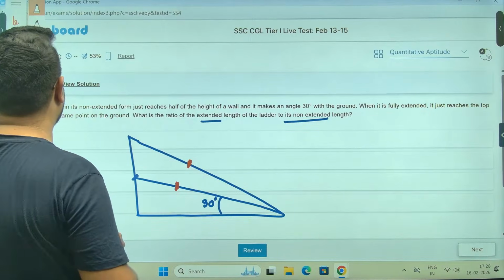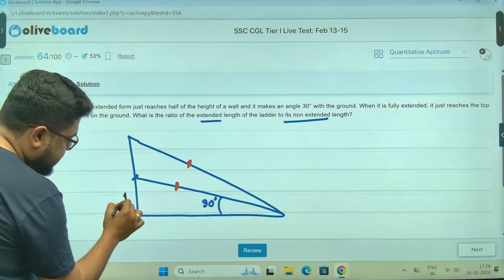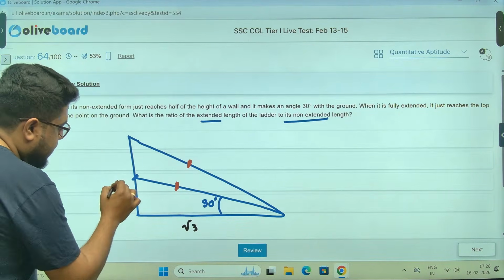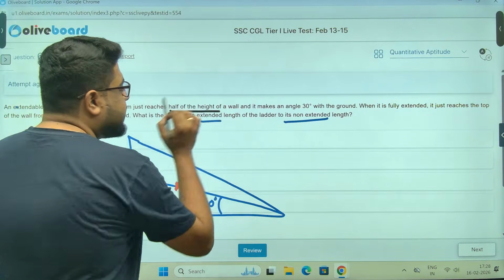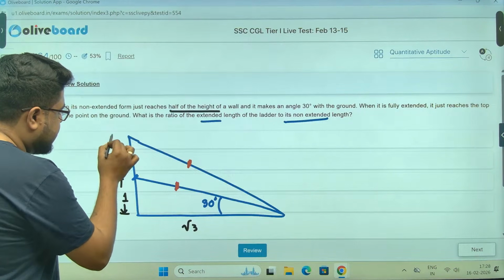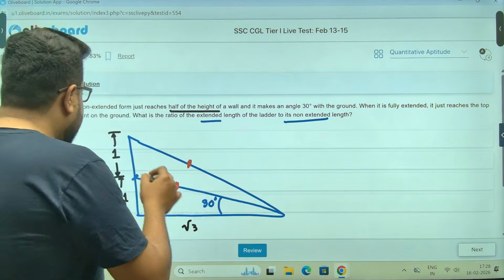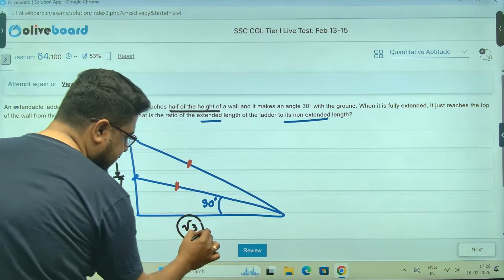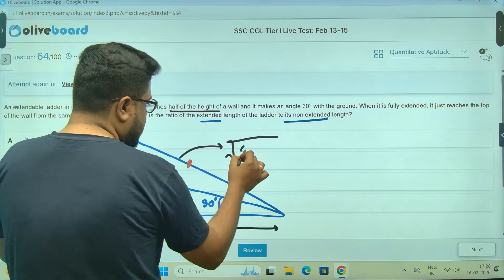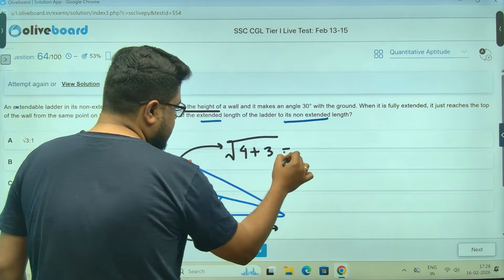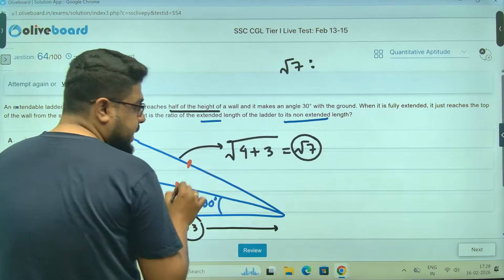So again, it's not very difficult, because we have 30. So opposite of 30 is 1, and this is root 3, sir. Now, if this part is 1, this is the midpoint. They have told you it is half the height of the wall. So if this is 1, that means this is also 1, sir. Now I have this height and I have this length. So the hypotenuse will be, use Pythagoras, root of 1 square plus 2 square, meaning 4 and 3, that is root 7. So the extended length is root 7, and the non-extended length, acha, sir.